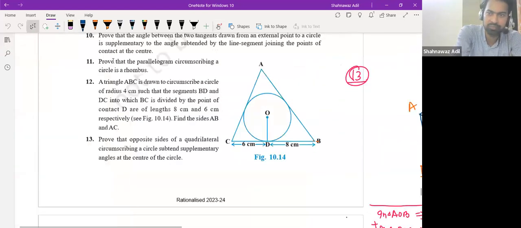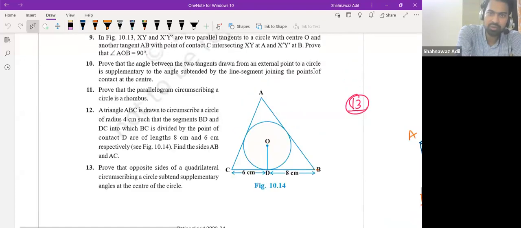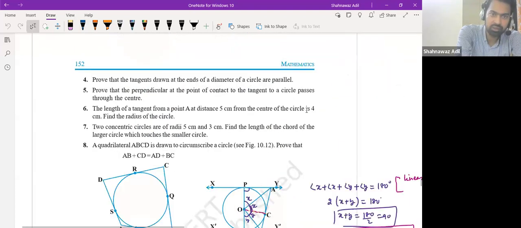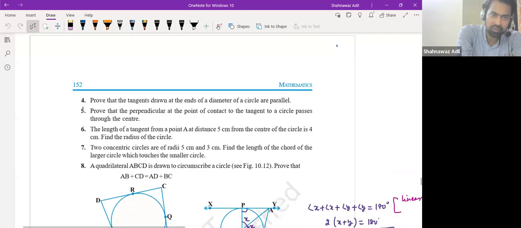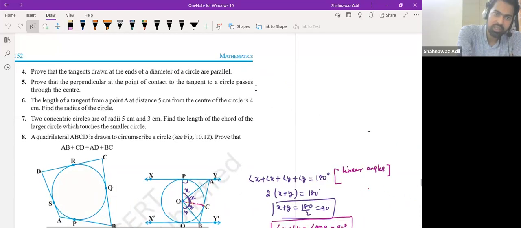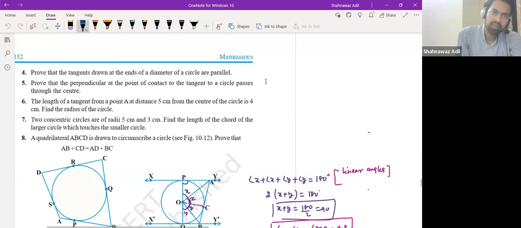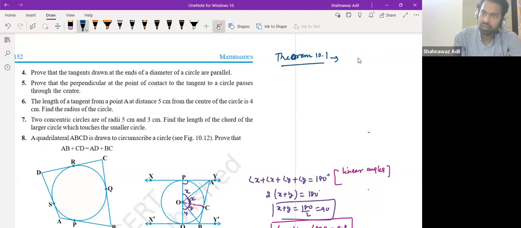Yeah, so we'll come to this sample paper again, but what is the question in the circles part, Shaima? The fifth question. Prove that the perpendicular at the point of contact to the tangent to a circle passes through the center. So this was an argument question about the theorem that we know, theorem 10.1. What does it say? The radius is perpendicular to the tangent at the point of contact.